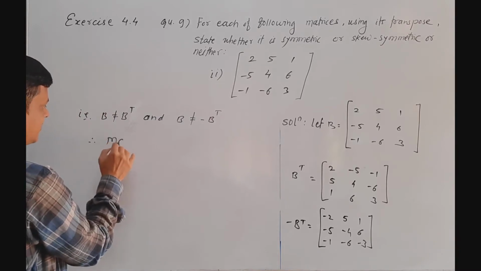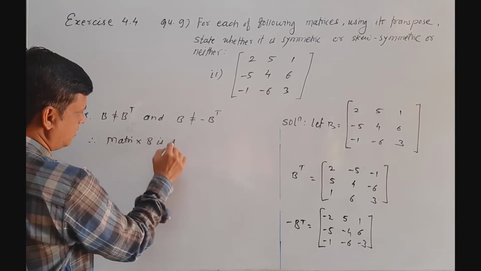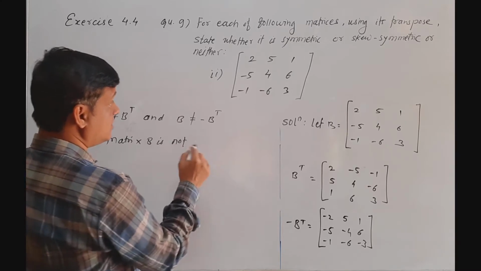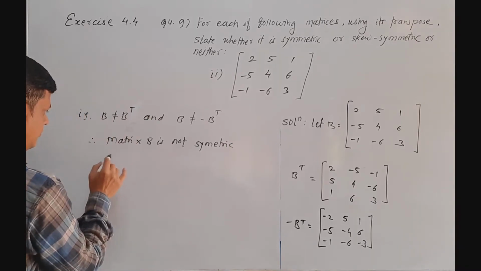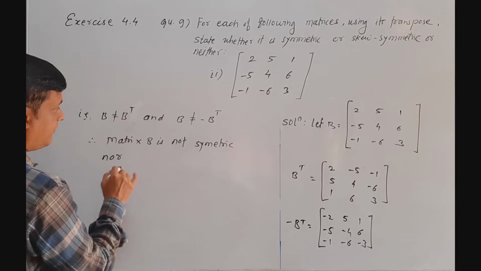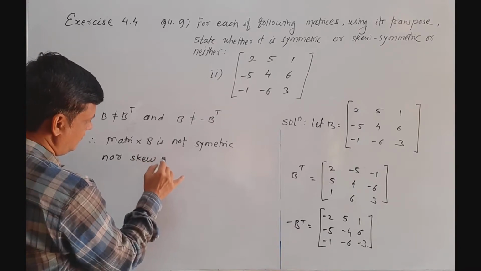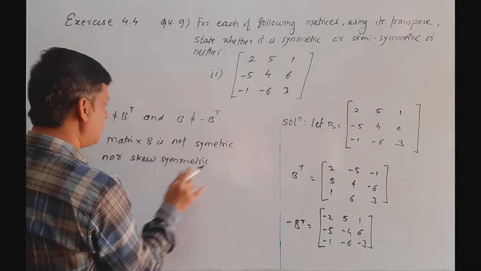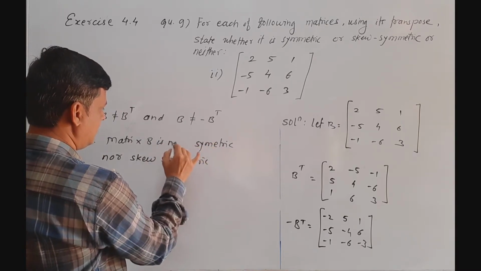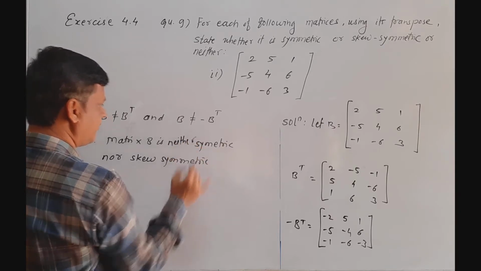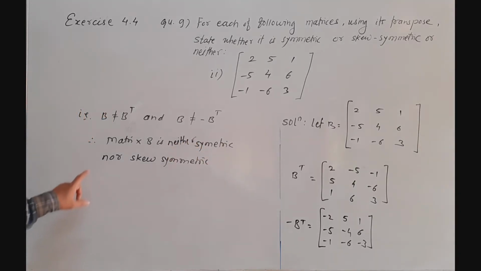Therefore matrix B is not symmetric nor skew symmetric, or you can write matrix B is neither symmetric nor skew symmetric. So here with the help of transpose we show the given matrix is neither symmetric nor skew symmetric.